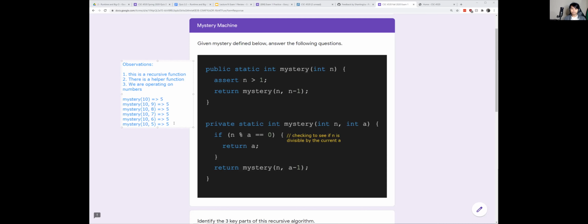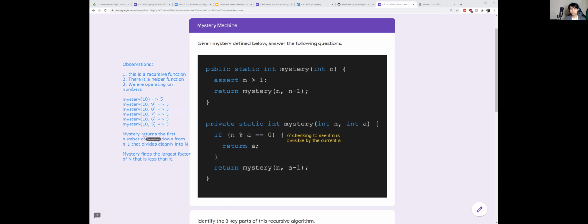So what does this actually do? If you think about it carefully, you'll notice that mystery returns the first number, counting down from n minus 1, that divides cleanly into n, right? In other words, mystery finds the largest factor of n that is less than n, right?